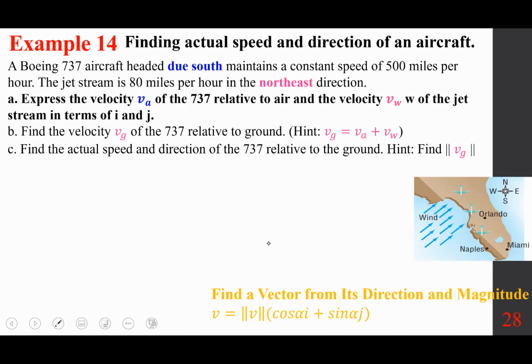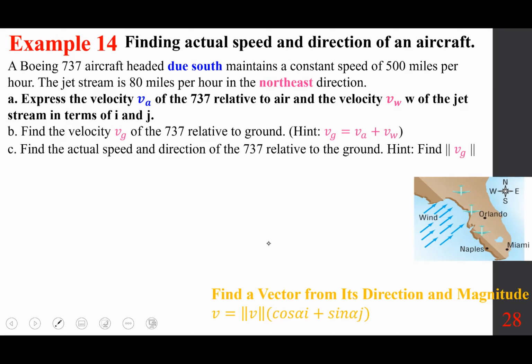A Boeing 737 aircraft headed due south maintains a constant speed of 500 miles per hour. The jet stream is 80 miles per hour in the northeast direction. A, express the velocity VA of the 737 relative to air and the velocity VW of the jet stream in terms of I and J. B, find the velocity VG of the 737 relative to ground. Part C, find the actual speed and direction of the 737 relative to the ground. Excellent.